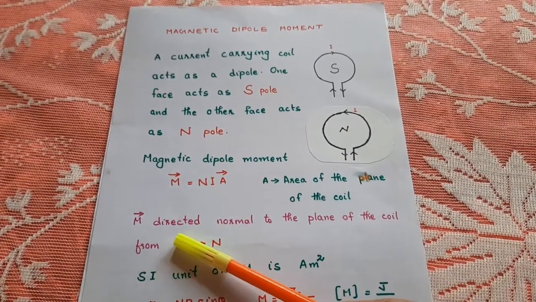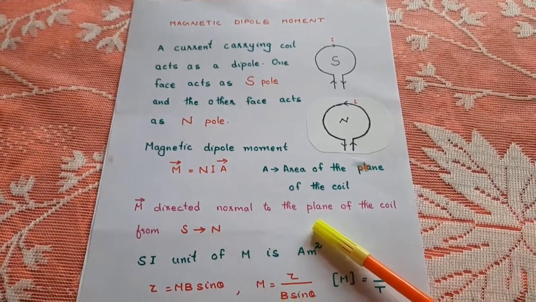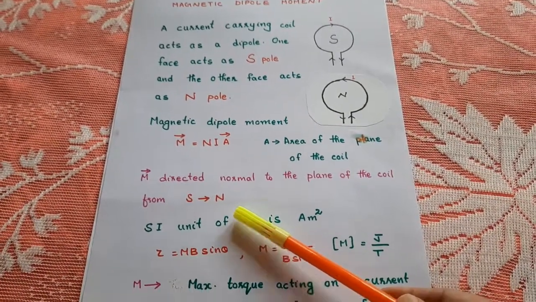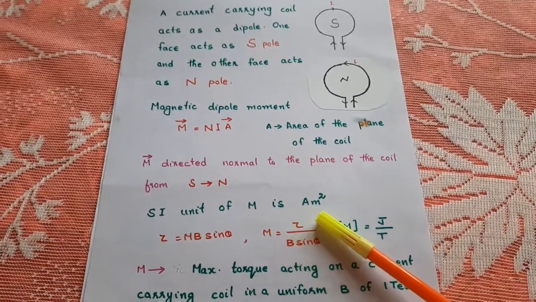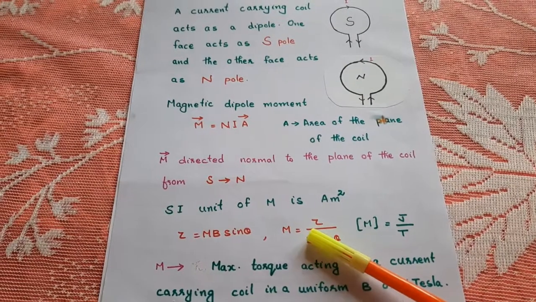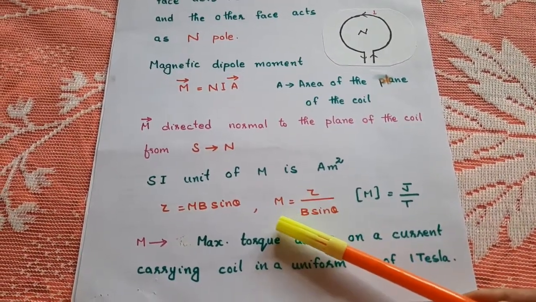Magnetic moment is a vector quantity. It is directed normal to the plane of the coil from south to north. SI unit of magnetic moment is ampere meter square. If a current carrying coil is kept in a magnetic field, a torque acts on the coil.